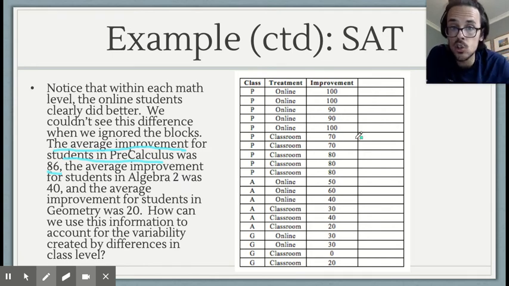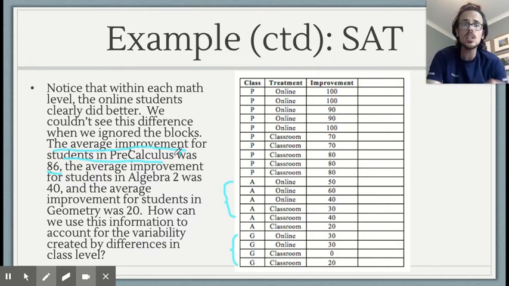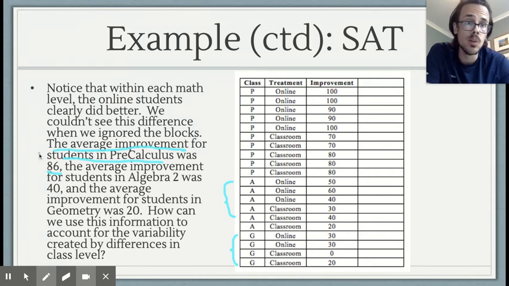In Algebra 2, if you add up all these numbers right here for the Algebra 2 kids, those numbers average out to 40, and Geo averaged out to 20. So another option, this is kind of a just above and beyond sort of thing that you can do. If you are in pre-calc, your score is expected to improve by 86 points just by virtue of being in pre-calc. That's just the average of everybody in pre-calc. So this is kind of like the head start or the bonus or whatever, the benefit you get just from being a kid in pre-calc.